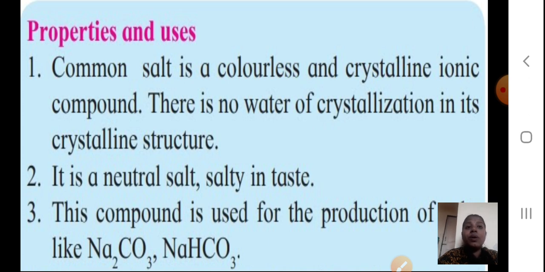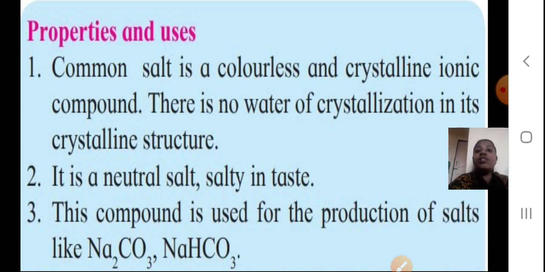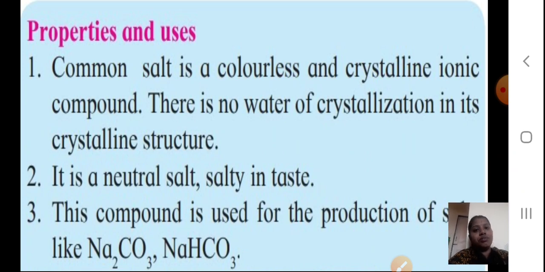The first one is that common salt is a colorless and crystalline ionic compound. There is no water of crystallization in its crystalline structure. Students, so it does not contain any water of crystallization. It is a neutral salt, salty in taste. This compound is used for the production of salts like Na2CO3, NaHCO3, etc. So in the preparation of different types of salts, common salt can be used.